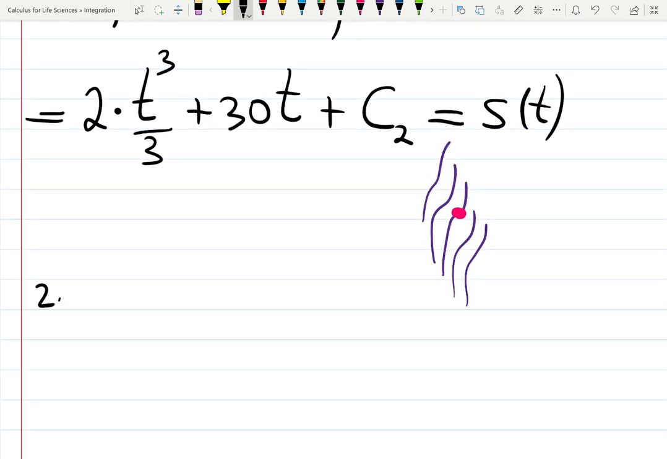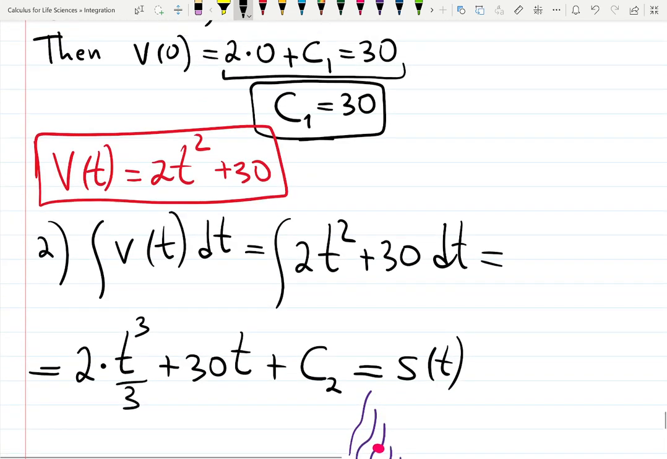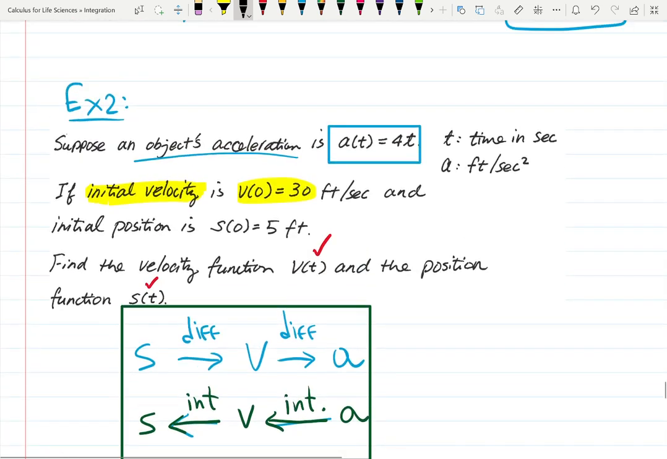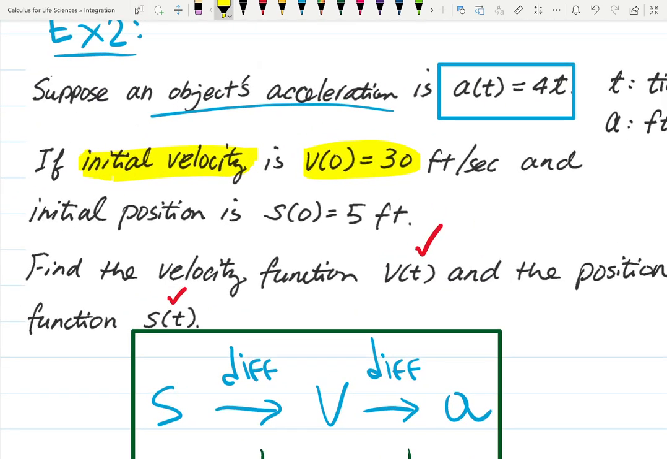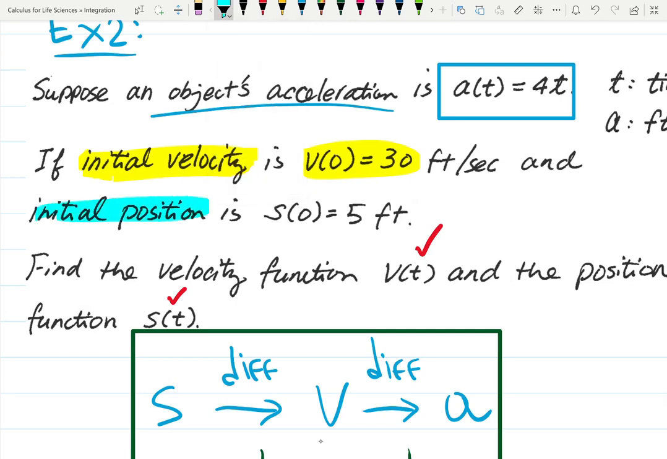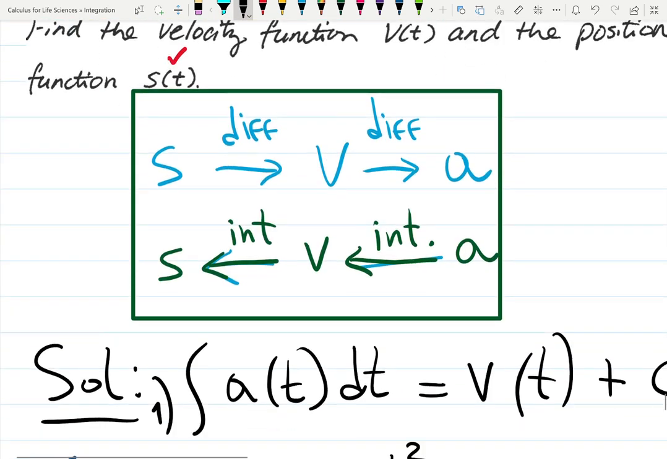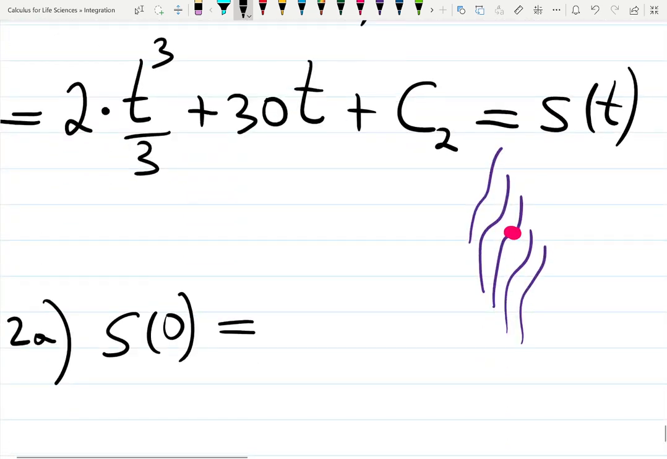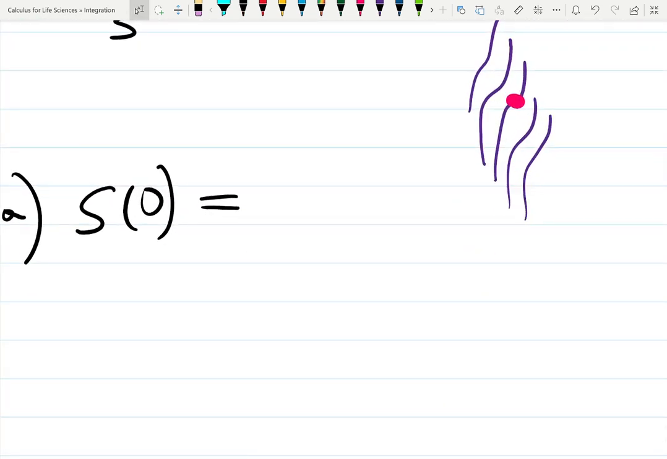We need to have s at 0 in order to find c2. I'm going back and I see that s of 0 is given. They were not even lazy to point it out as an equation. They say initial position is, and then they actually wrote it down: s at 0 is 5. So when they were looking at the object, at time 0, the object was 5 feet away. This is given, and it's called the initial value.